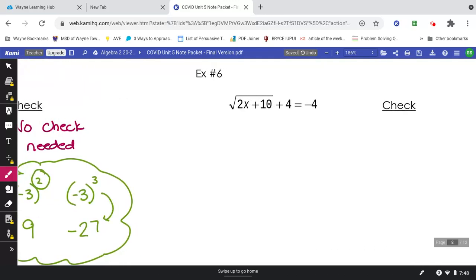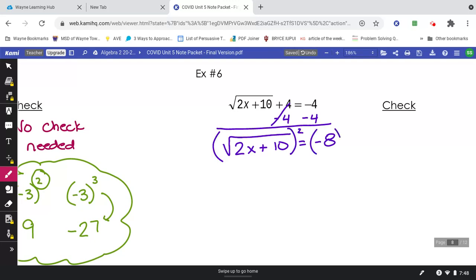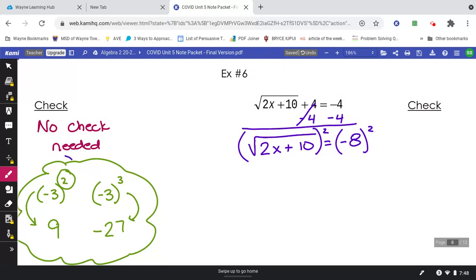All right, example number 6. We'll start by moving over the number not inside the root bar. So subtract 4. And then we'll square both sides. And based on what we just talked about on the previous problem, this situation is about to happen. You see it, negative 8 squared is going to give me positive 64. And that's going to create a problem later when we check it.